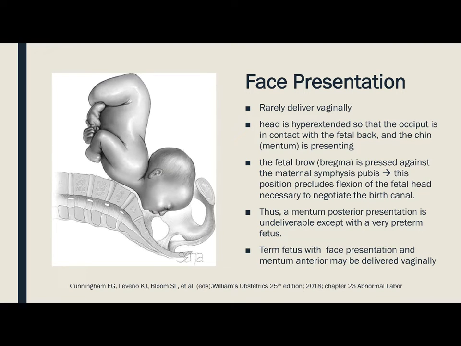Thus, a mentum posterior presentation, such as in this picture that you see here, is undeliverable vaginally, except, of course, in cases where we have very preterm fetuses. However, in term fetuses with face presentation in mentum anterior, meaning the mentum is here, anteriorly and not posteriorly, vaginal delivery is possible.